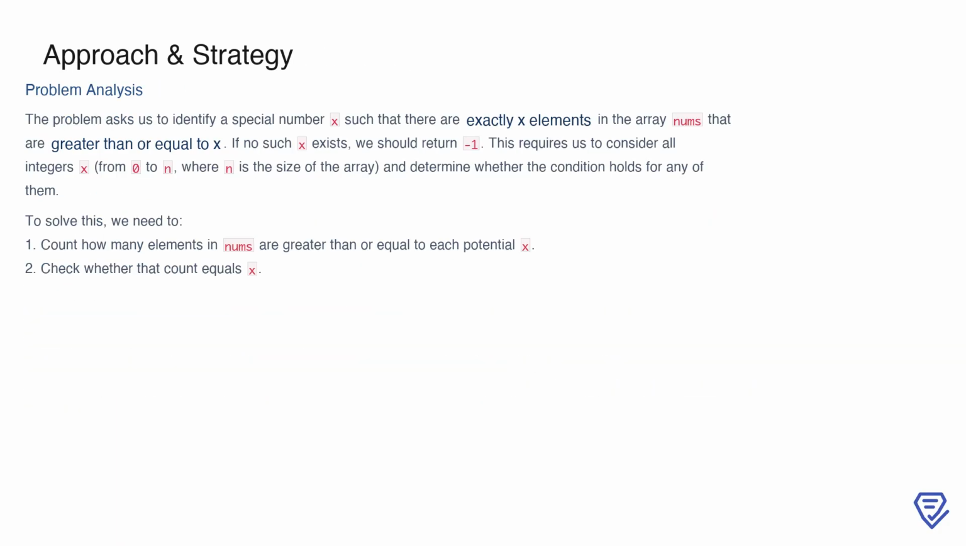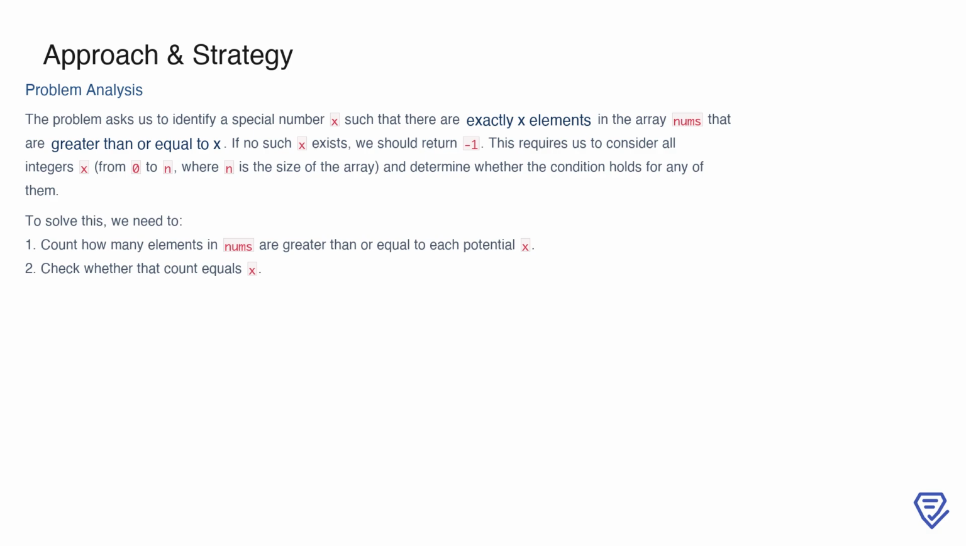To tackle this problem, we need to identify a special integer x such that there are exactly x elements in the array nums that are greater than or equal to x. If no such value of x exists, we return -1. To solve this, we must evaluate all possible values of x ranging from 0 to the size of the array, denoted as n. For each x, we check whether the number of elements in nums that are greater than or equal to x equals x.